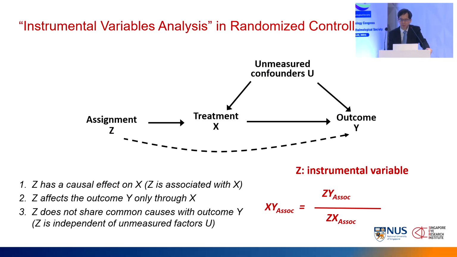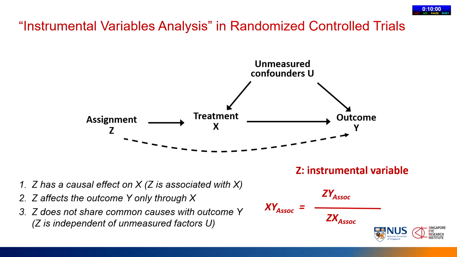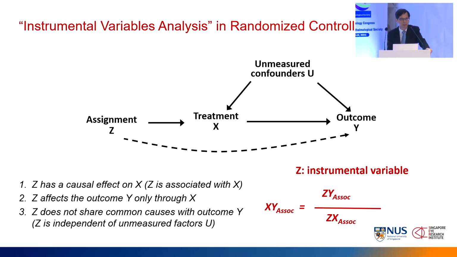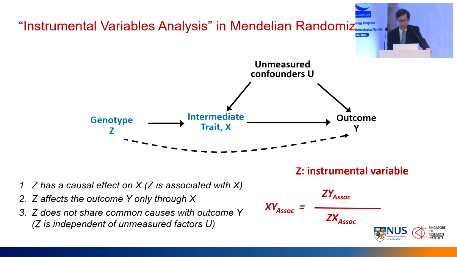In an RCT, if we want to estimate the effect of treatment X on outcome Y, we can use instrumental variables. In this case, in the RCT, the instrumental variable is the treatment assignment. With the instrumental variable, the effect of X on Y can be estimated by the GY association divided by the GX association. By doing this, we can get an unbiased estimate of the treatment effect.